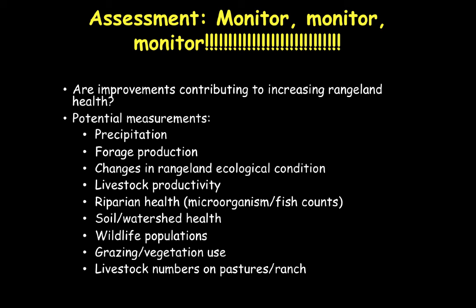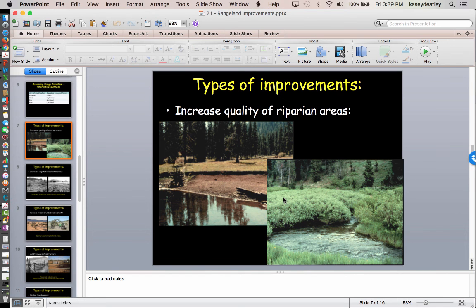And by doing the monitoring process and improving rangeland, you're going to end up creating more productivity in your livestock and in your rangeland. You're going to increase riparian health and soil and watershed health. You may also see an increase in wildlife populations and their ability to use the vegetation that you're creating as a result of these improvements. And that, in the end, may allow you to add more numbers of livestock to your pasture or to your entire ranch. All right, so that's the end of our improvements lecture.